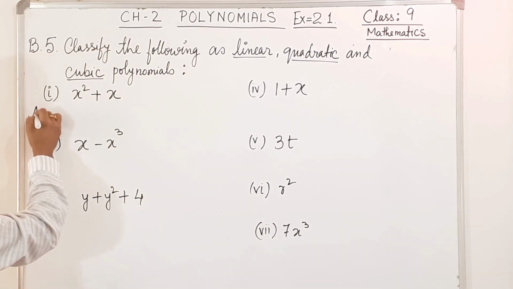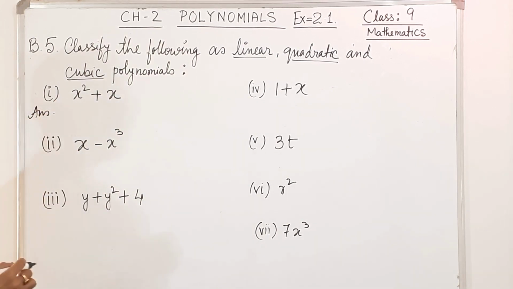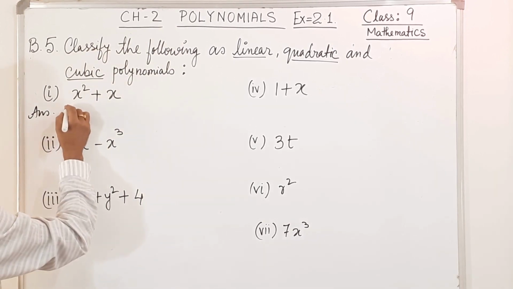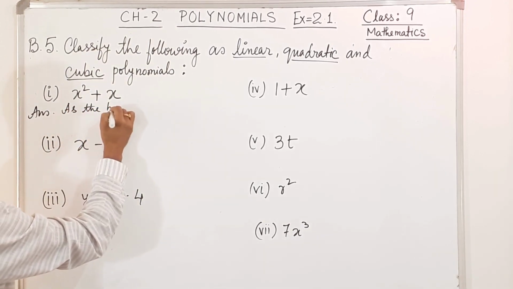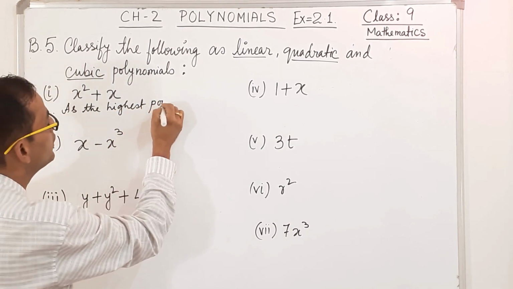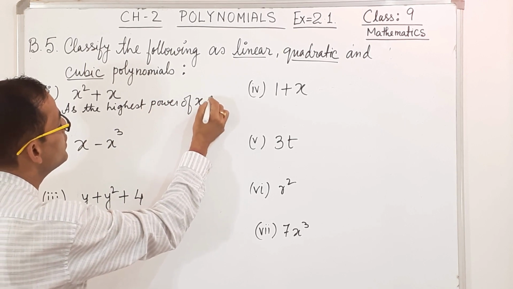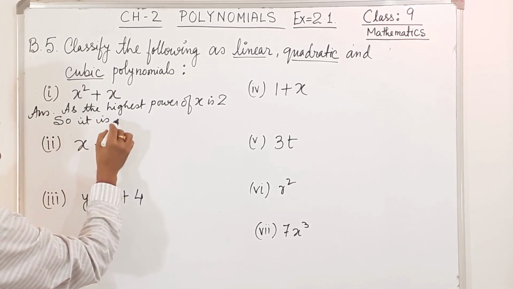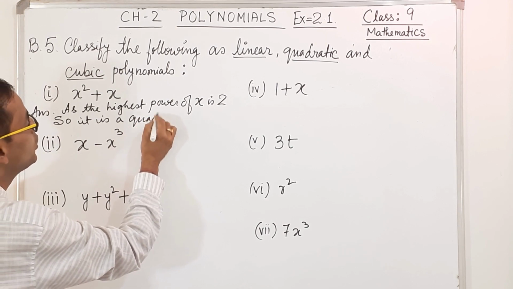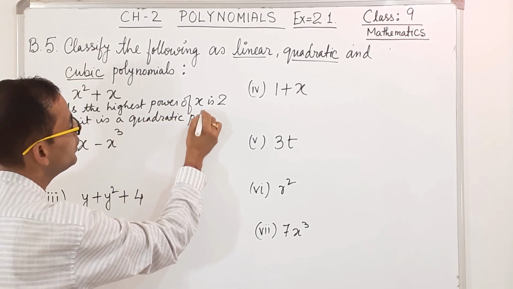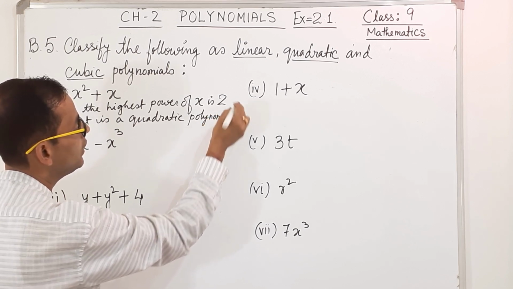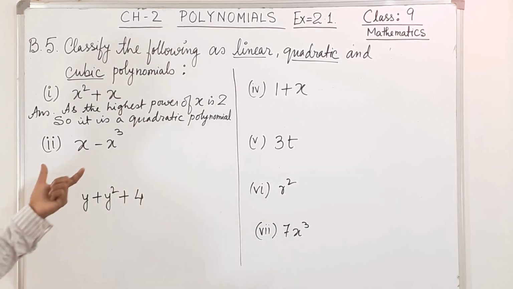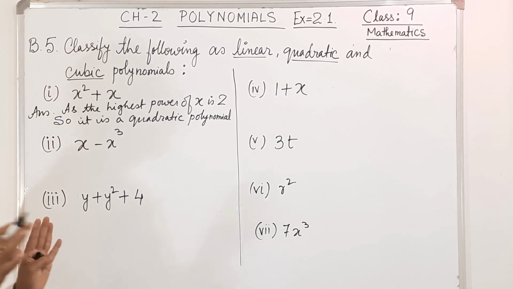Now let us see the first one, what they are asking, x square plus x. So here x power is what? 2, 1. So highest power is what? 2. So what I will write? As the highest power of x is 2, so it is a quadratic polynomial. Okay, now already I have told you only quadratic polynomial also you can write. But if you write this way, it looks good, you can understand what you are doing.